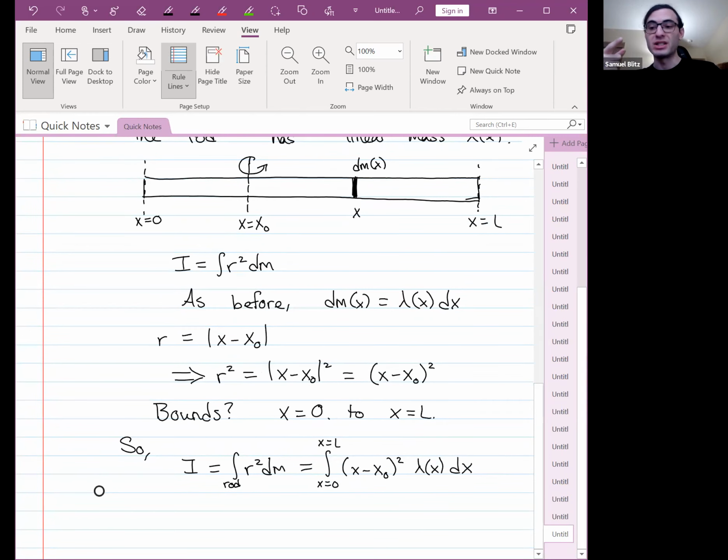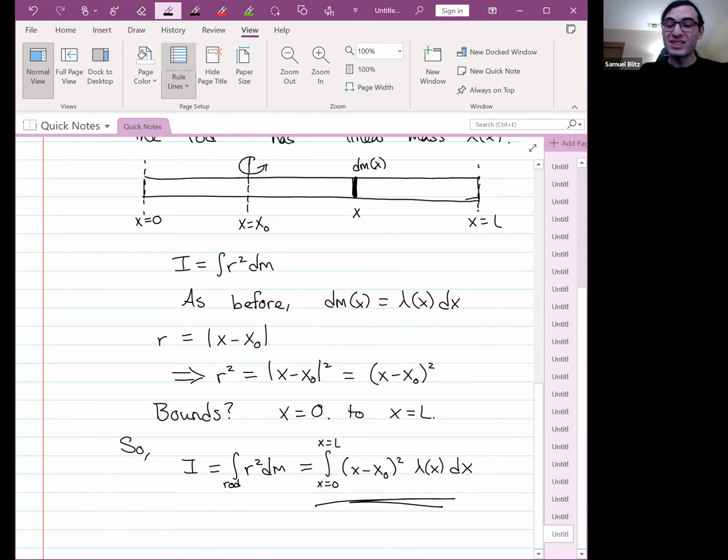First, you figure out a way to write dm in terms of the coordinate variable and perhaps a density function. That's this step. Second step, you figure out what is the distance from that chunk of mass to the axis of rotation. Typically, distances are positive, so you might write it as an absolute value, and then you can square it. Third is just figuring out what the bounds of integration are in terms of that coordinate that you're using, and then you slap it all together.